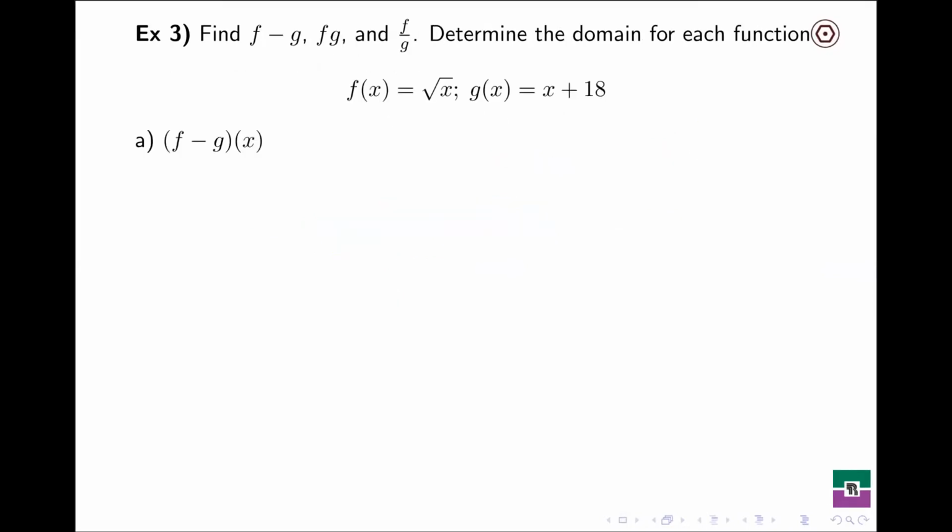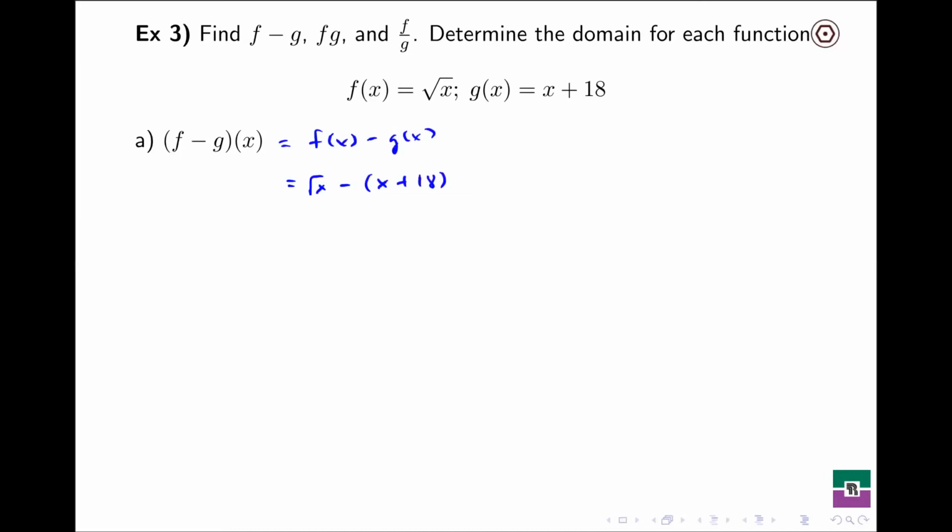So find f minus g, f times g, and f over g, and then determine the domain for each function. We have two functions, f of x is the square root of x, and g of x is x plus 18. So first, let's find f minus g of x. F minus g of x is f of x minus g of x. So we subtract the functions: square root of x minus (x plus 18).